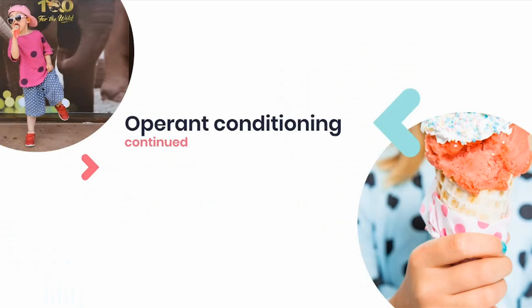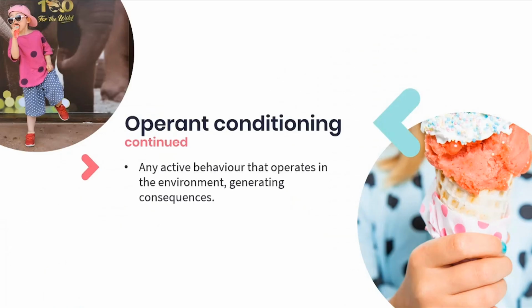Did you know that Skinner used the term operant to refer to any active behavior that operates in the environment, generating consequences? An example of operant conditioning is rewarding a child with an ice cream for completing a difficult task or for exhibiting good behavior in a difficult situation. Negative consequences may include punishment for bad behavior.